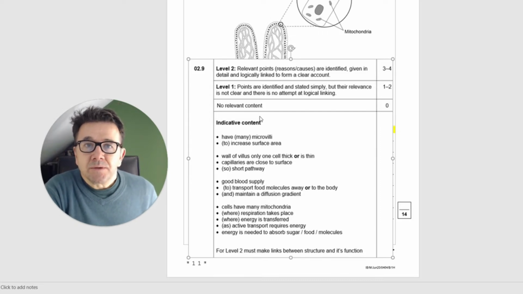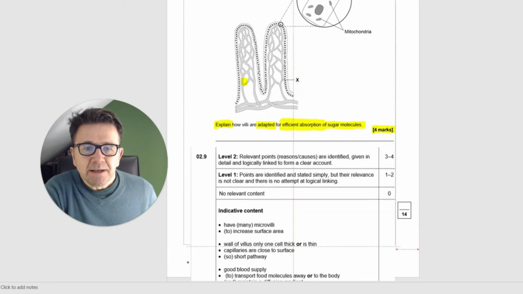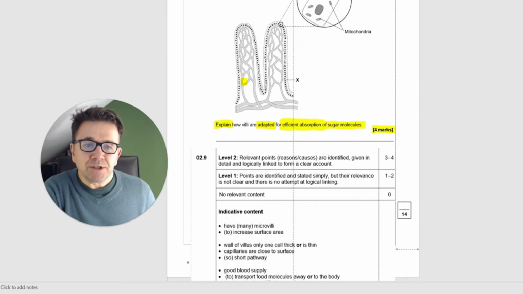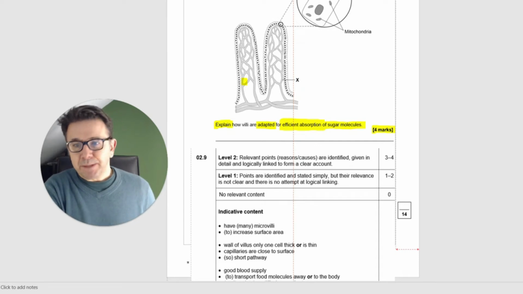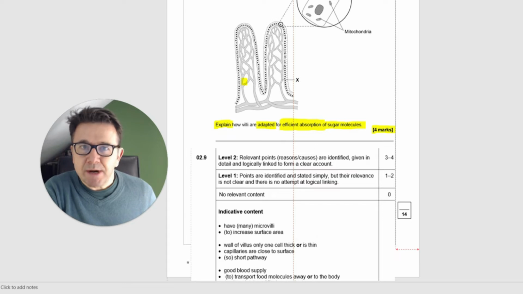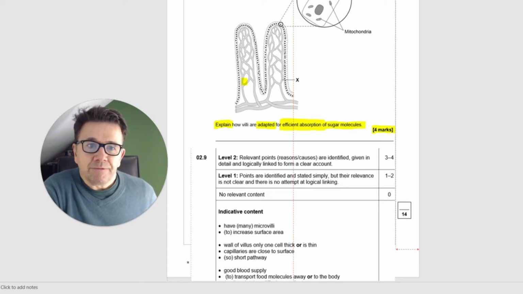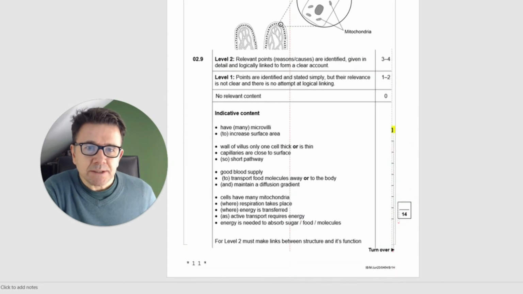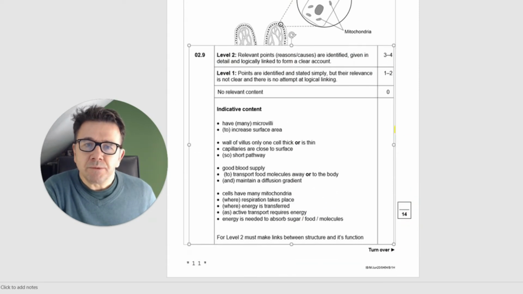One thing that I've noticed some students are doing is writing the question. So when they start their answer, they're saying the villi are adapted for efficient absorption of sugar molecules because... and that's not going to help you. You need to get straight into the answer. It's just going to waste a line of your exam and waste your time as well, because it's not going to get you any marks.